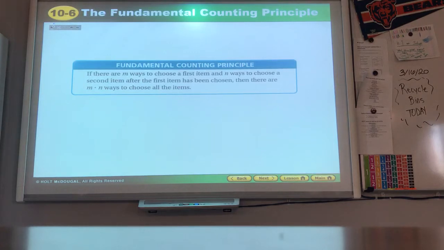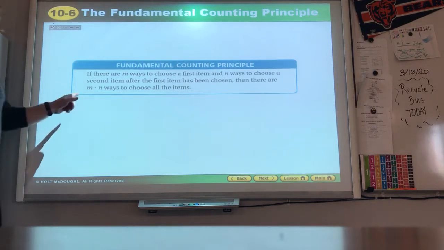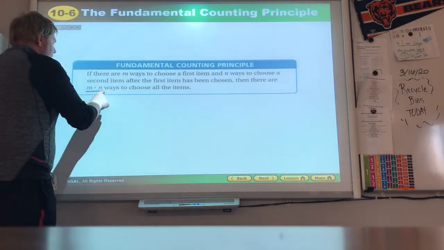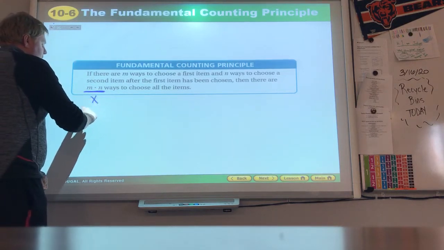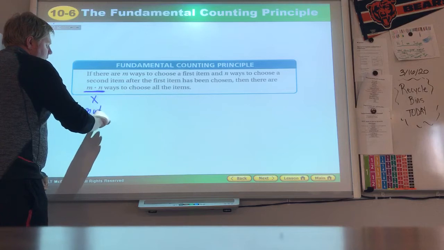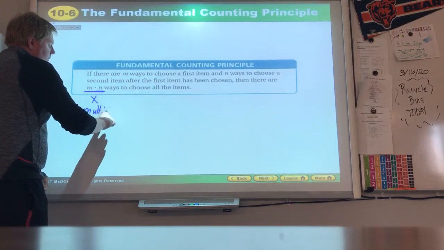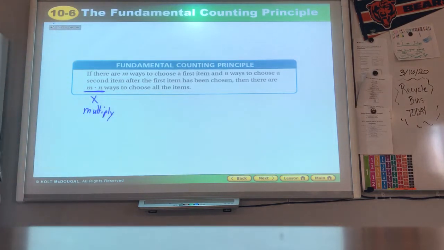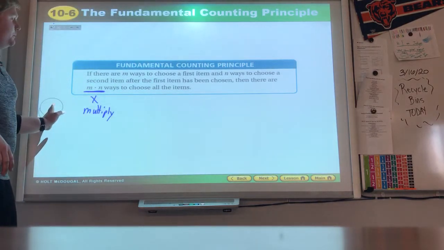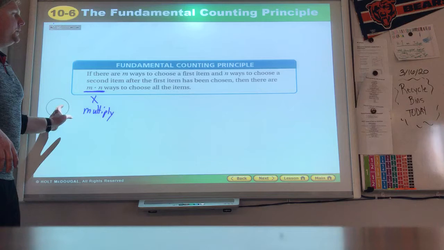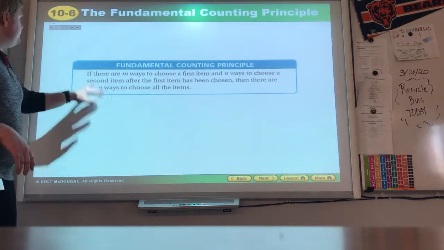If there are m ways to choose a first item and n ways to choose a second item, after the first item has been chosen, then there are m times n ways to choose all the items. Multiplication. If things happen consecutively in order, we know we need to multiply. That is important. This is multiplication when there's multiple steps.